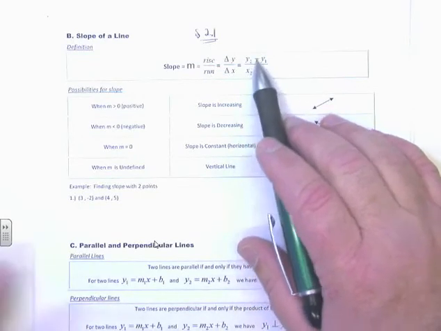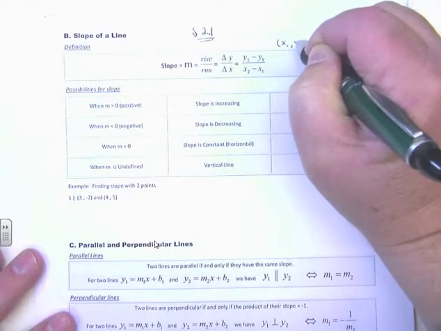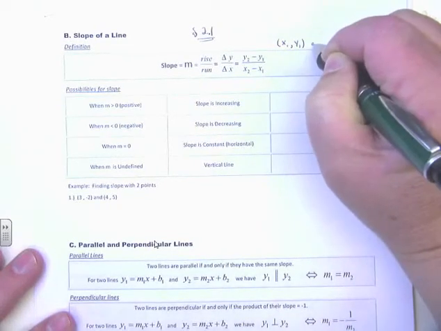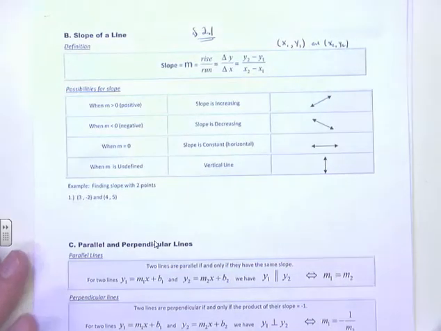Where we're going with this formula is you will be given 2 points: a first point, notice the subscripts, x1, y1, and a second point, x2, y2. So to find the slope between 2 points, you do the change in y over the change in x, or y2 minus y1 over x2 minus x1.